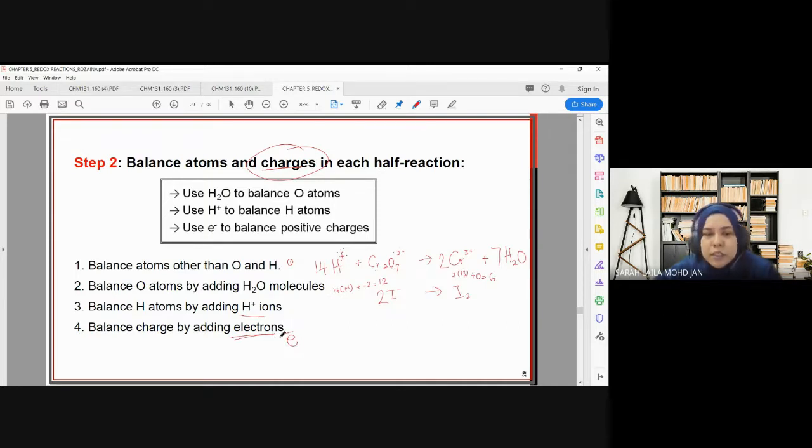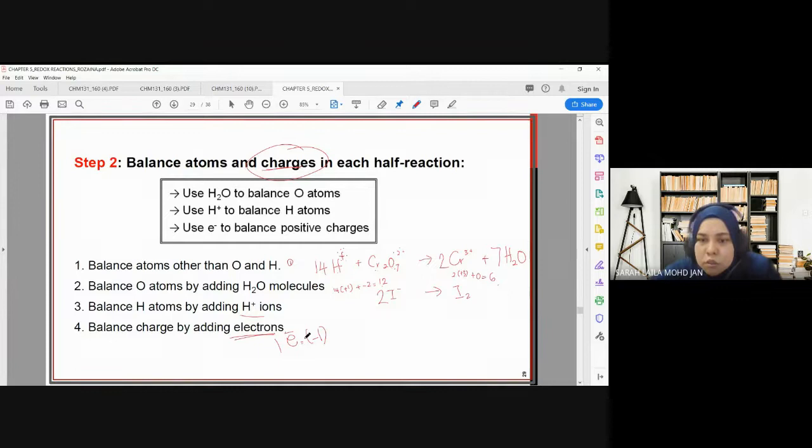Okay. This is why important for you to understand apa functionnya elektron ni. Kenapa dalam redox? Sebab redox dia melibatkan elektron. Jadi kita kena balance juga dia punya charge tadi melalui electron transfer. Okay. So 12, 6. Elektron bercas apa? Siapa boleh teka? Negatif. Yes, negatif. So kita berkata dia bercas negatif 1 lah kalau dia ada nilai. So 1 electron means negative 1.